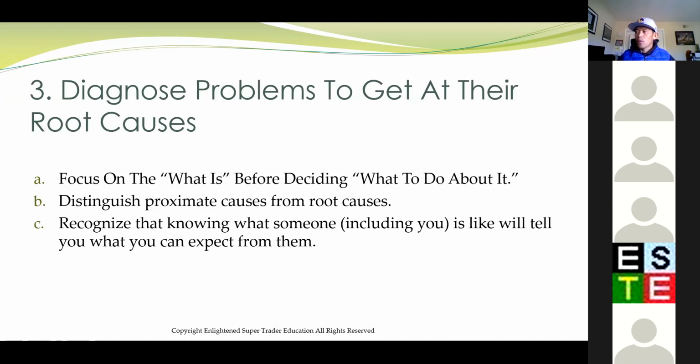C, recognize that knowing what someone, including you, is like will tell you what you can expect from them. What does it mean? You will have to get over your reluctance to assess what people are like if you want to surround yourself with people who have the qualities you need. That goes for yourself too.